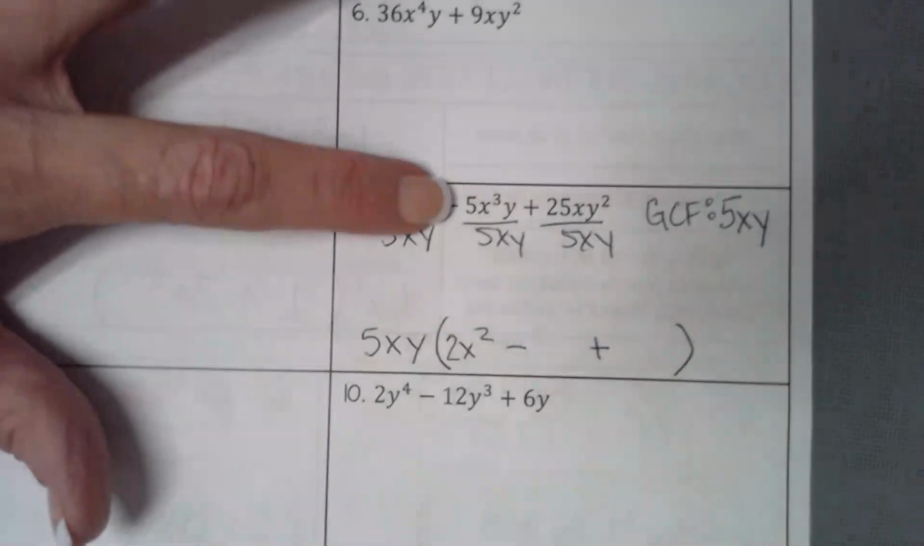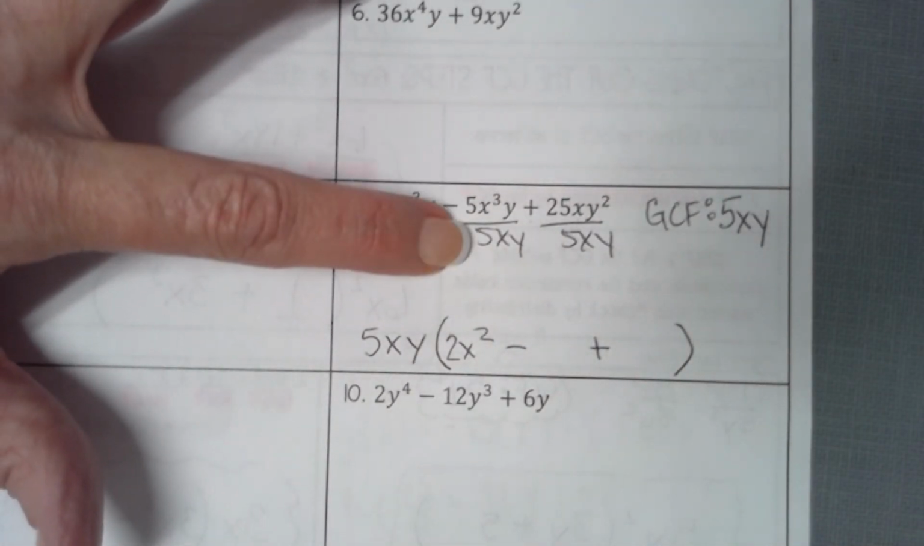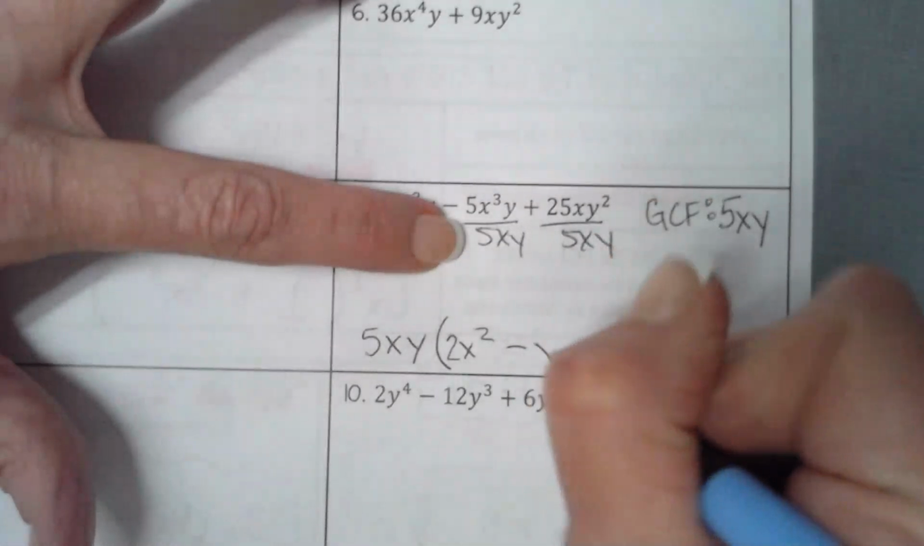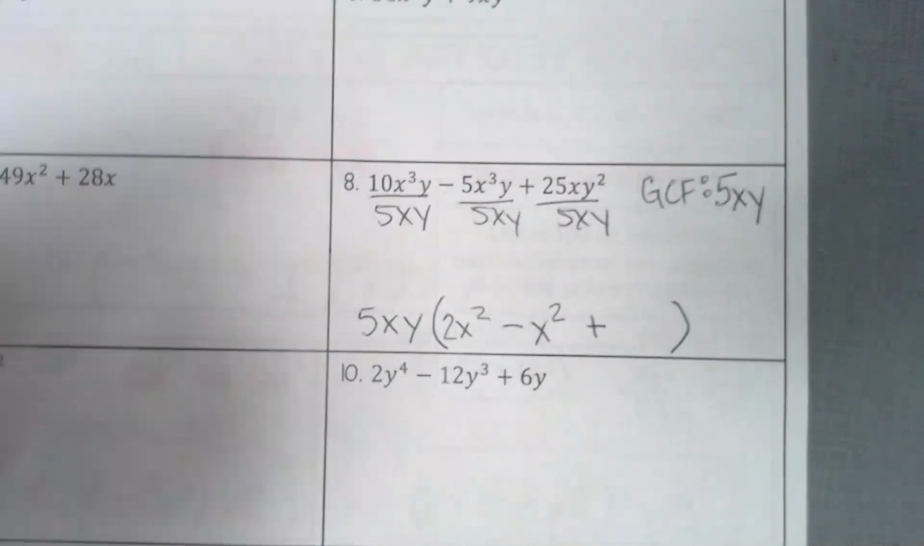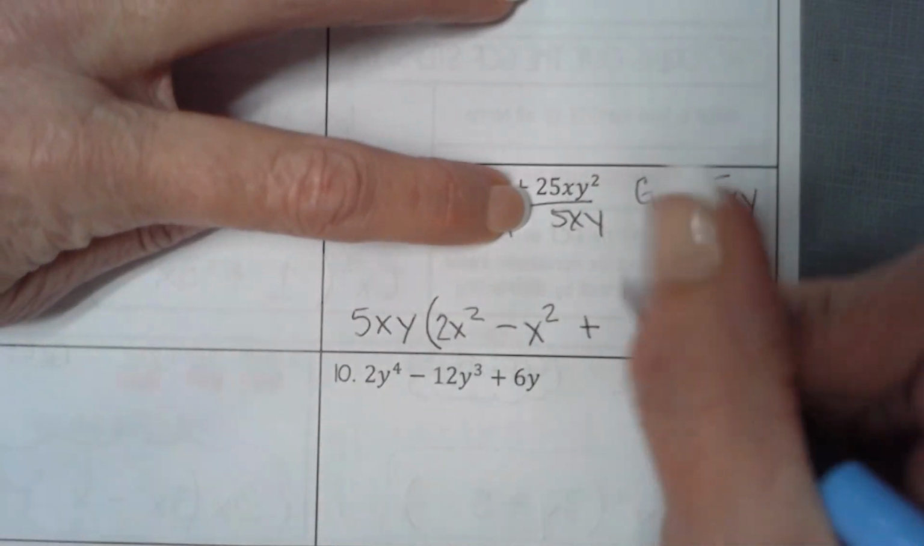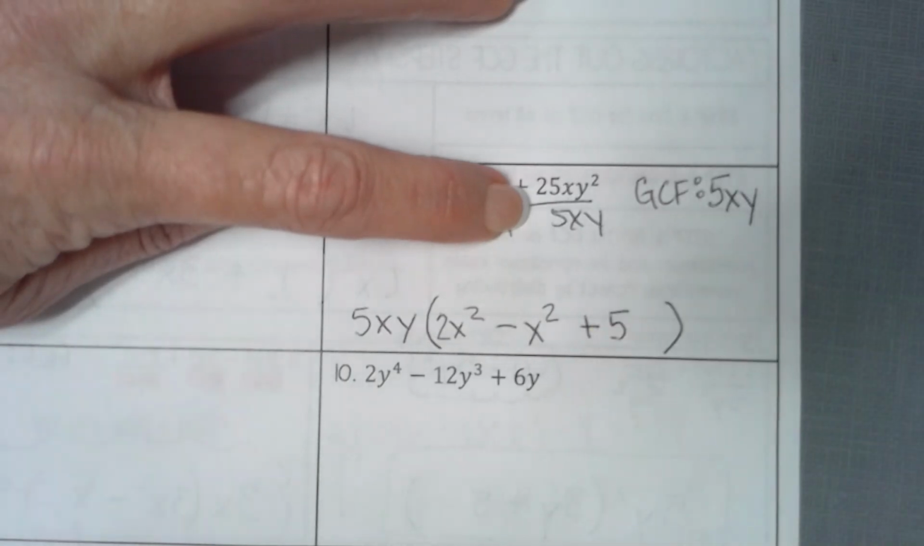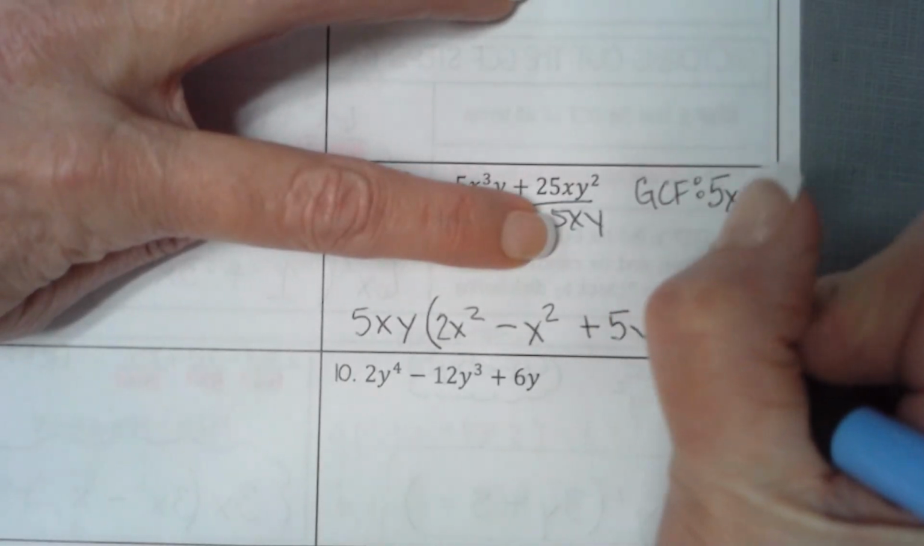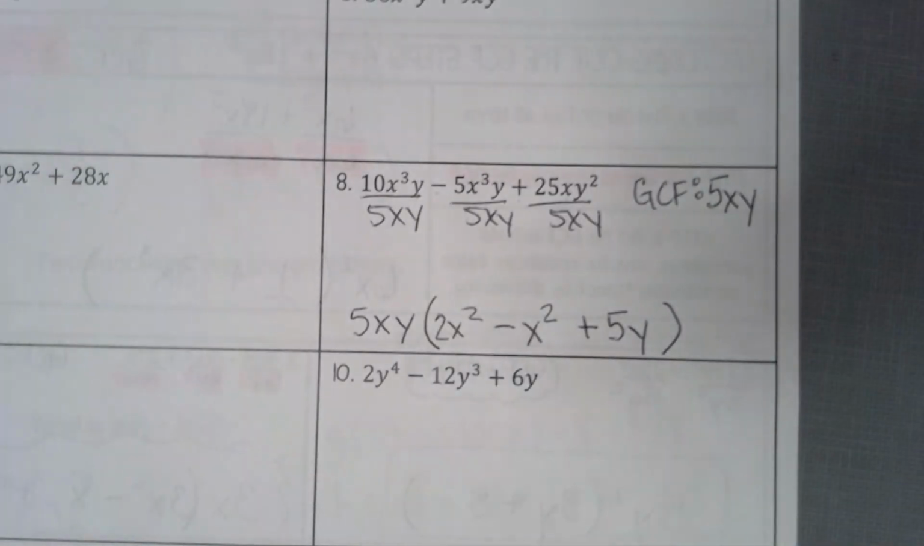Okay? Second term, 5's cancel. Y's cancel. When I subtract powers on the x, all I should have is an x squared. If you have 1x squared, it's the same thing. You should not have a y. Okay, last term, 25 divided by 5 is 5. X's cancel. When I subtract the powers, I get y to the first power.